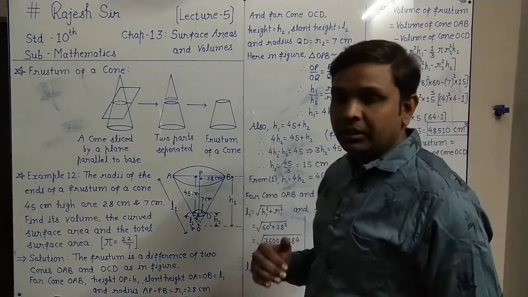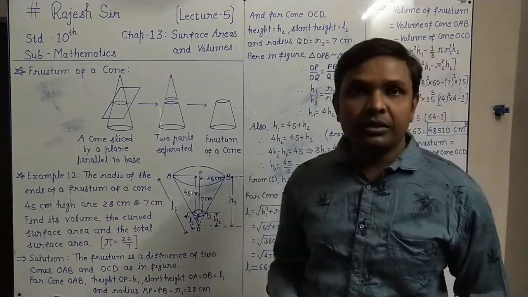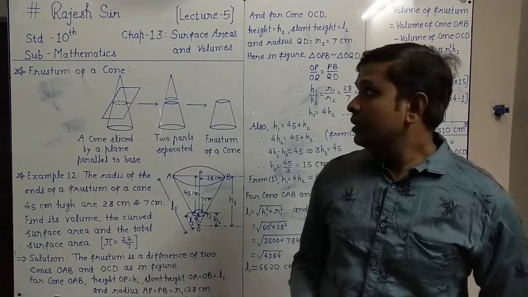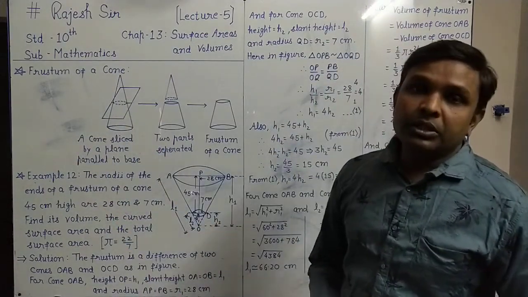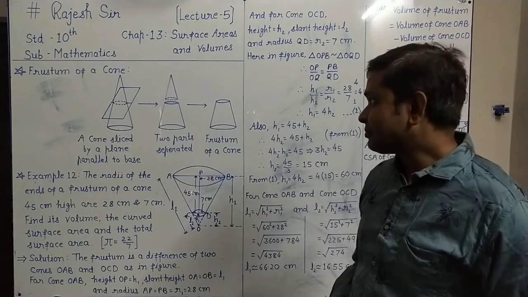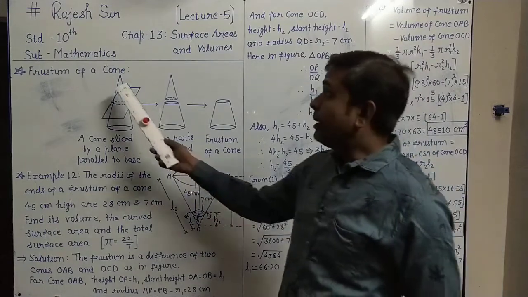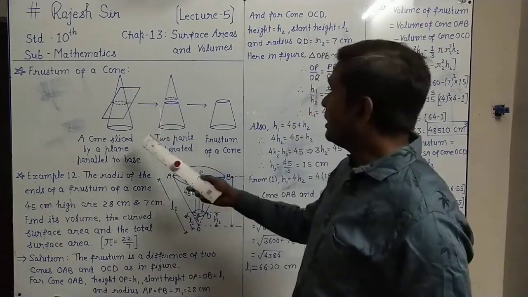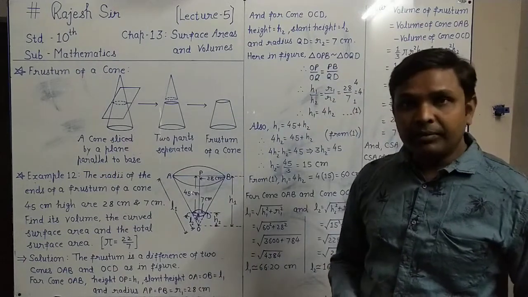Here we will see the new shape that we have not seen till 9th standard and in this 10th standard also yet. So it is the frustum of a cone. What is this frustum of a cone? It is actually a part of a cone which is shown by the figure here. To understand this, we have to do one activity.